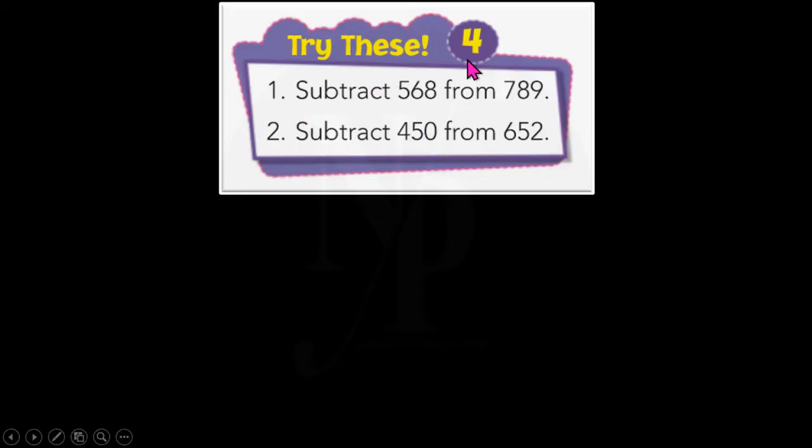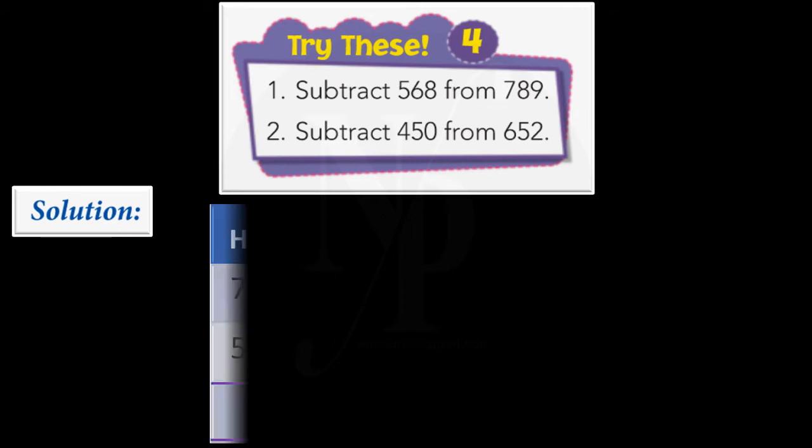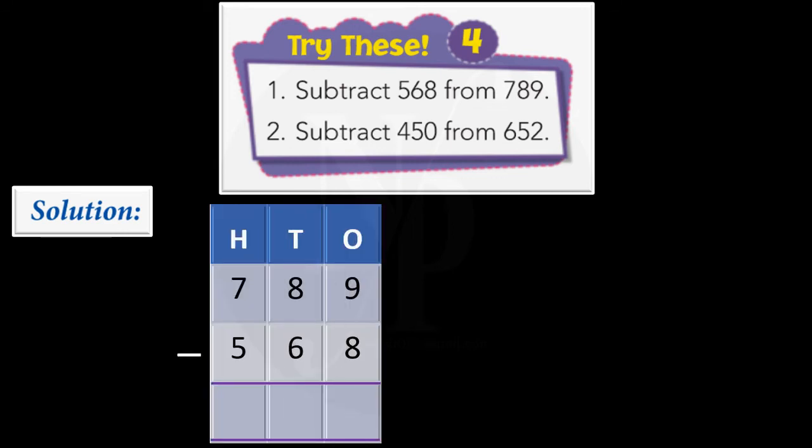Try this number 4. Question number 1 here. Subtract 568 from 789. Solution. First let us write down the given numbers in the place values table like this. 789 minus 568. Let us subtract now.